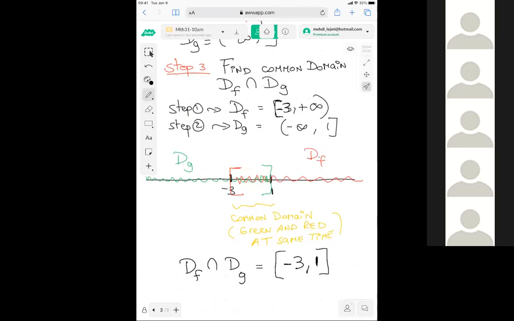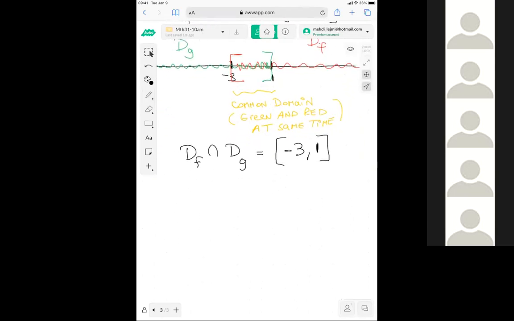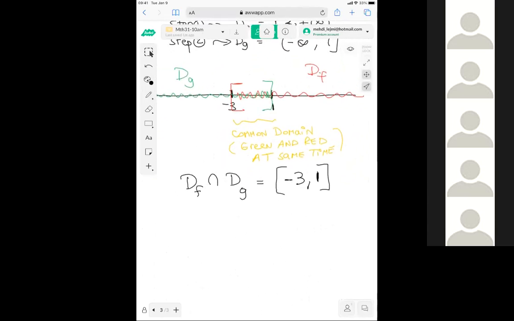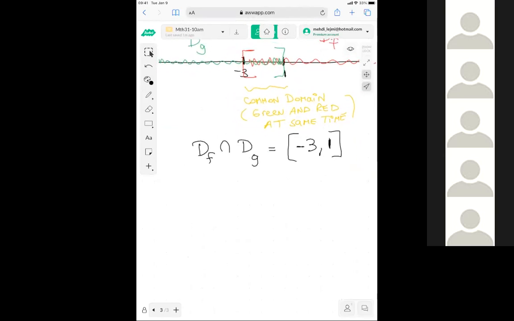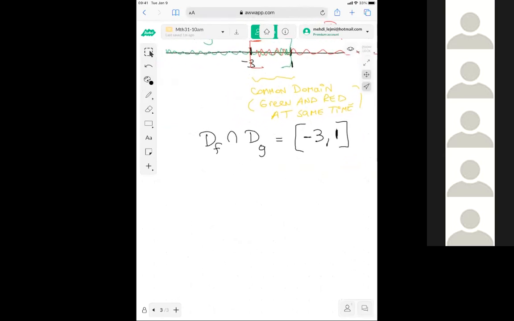Is there any question, guys, about this interval, negative three, one? All right, no questions. So let me give you an exercise. Next exercise, I'm going to give you a couple of functions and you're going to need to find the common domain. So the question is, of course, find the domain of F intersected with the domain of G, right?